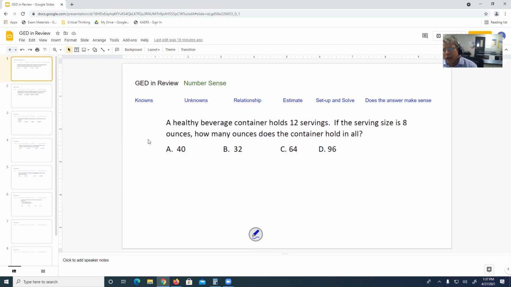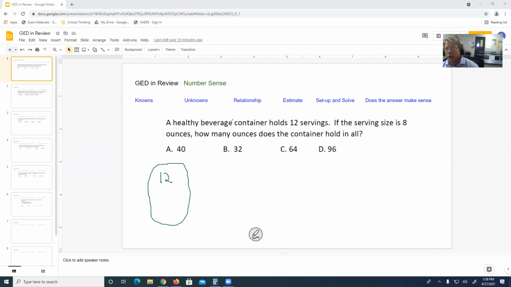So this first one: a healthy beverage container holds 12 servings. If the serving size is 8 ounces, then how many ounces does the container hold in all? Okay, so there's our problem. If I look at picking up on the knowns, we have a container that holds 12 servings. I'm going to draw things out a little bit and show a little bit of my thinking. You could have this container, it doesn't have to be perfectly drawn, and this container has 12 servings inside of it.